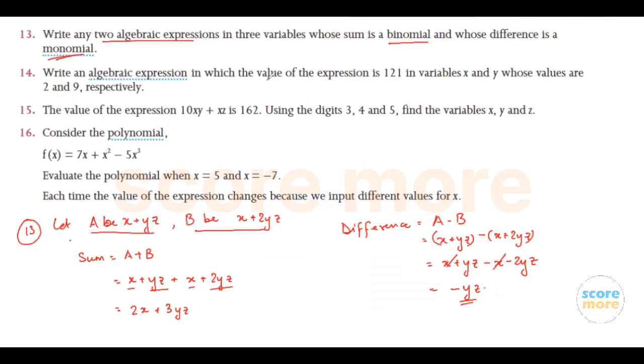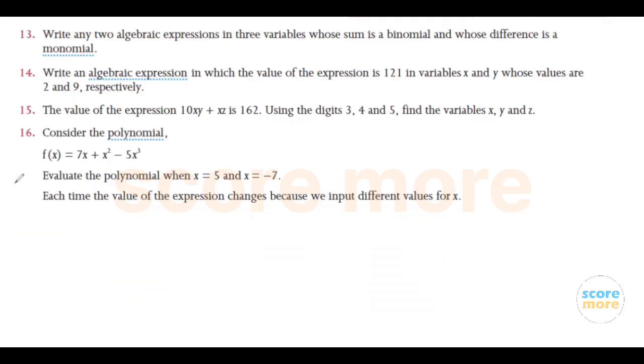So if we are adding both, we are getting a binomial. If we are subtracting them, we are getting a monomial. There can be an infinite number of such expressions where the addition of both gives a binomial and the subtraction of both gives a monomial. Now moving on to question number 14. Write an algebraic expression in which the value of the expression is 121 in variables x and y whose values are 2 and 9 respectively.